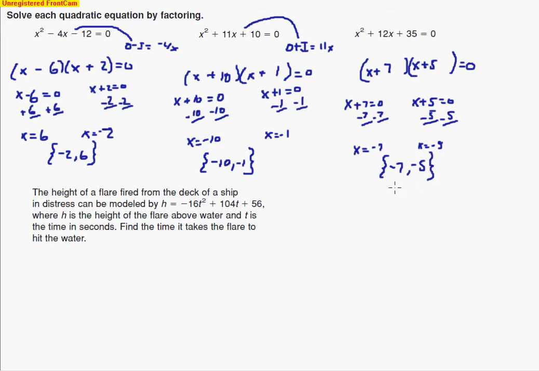Well, here's an interesting problem. We're trying to use these quadratics to give students an idea about where they're used. And so here's an example. Quadratics oftentimes are used to represent a projectile, an item that is projected into the air, but then the only force that's bringing it down is gravity, and that's what's happening here. So the height of a flare fired from the deck of a ship in distress can be modeled by this expression. And a little background here, 56 right here represents the height when t is 0. That means it started 56 feet up. So the deck of the ship was 56 feet above the ocean.